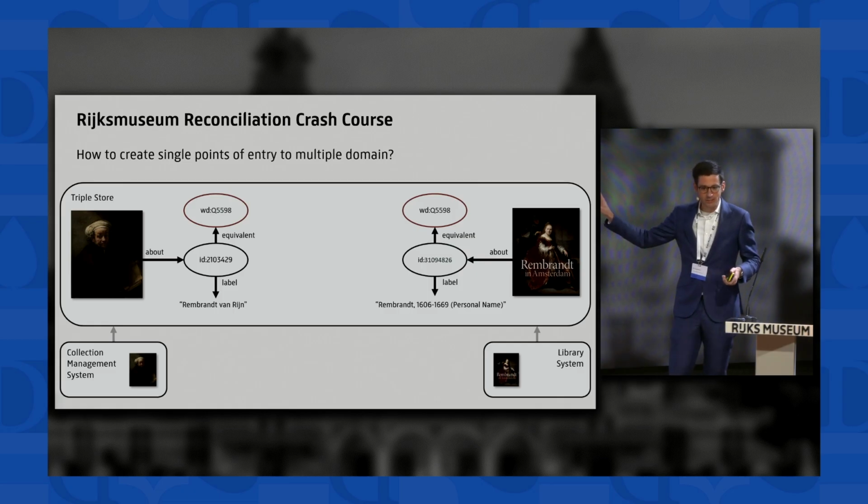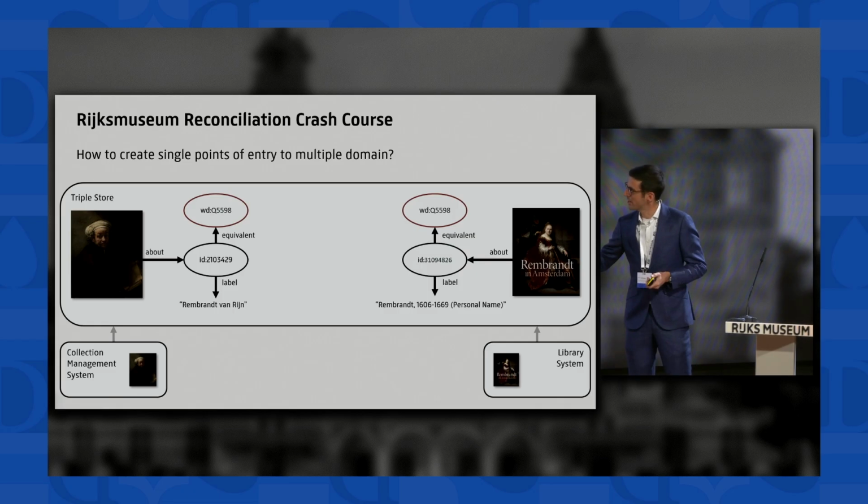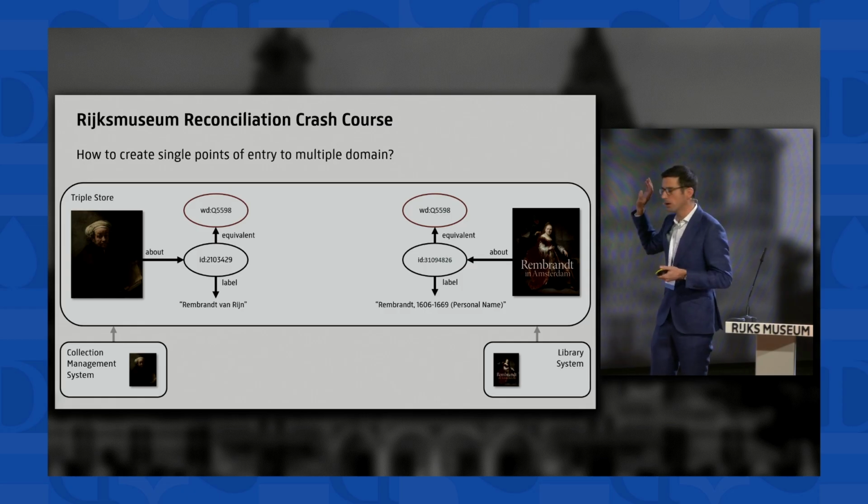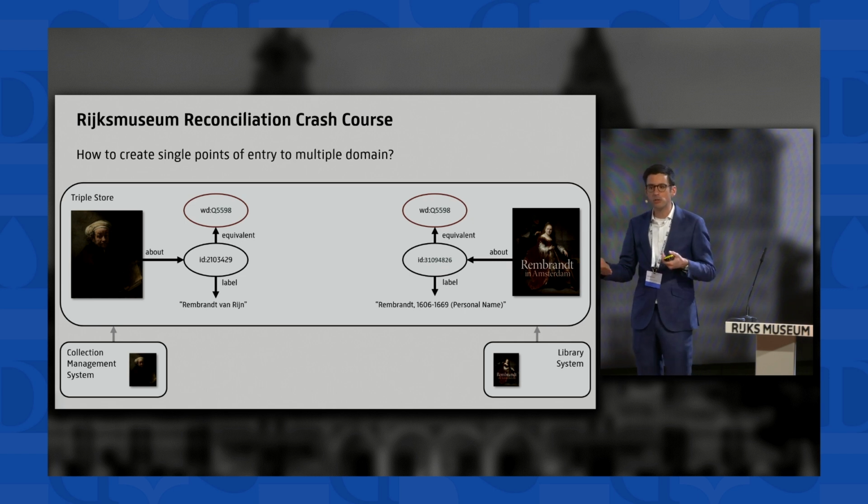This will be a lot of diagrams in not a lot of time. So it's the Rijksmuseum Reconciliation crash course. And I think what is always really hard within an organization itself is how to make sure that on the one hand you have that object, on the other hand you have the book about Rembrandt. How do you make sure that those things actually are reconciled? That the two systems know from each other that they're both about Rembrandt.